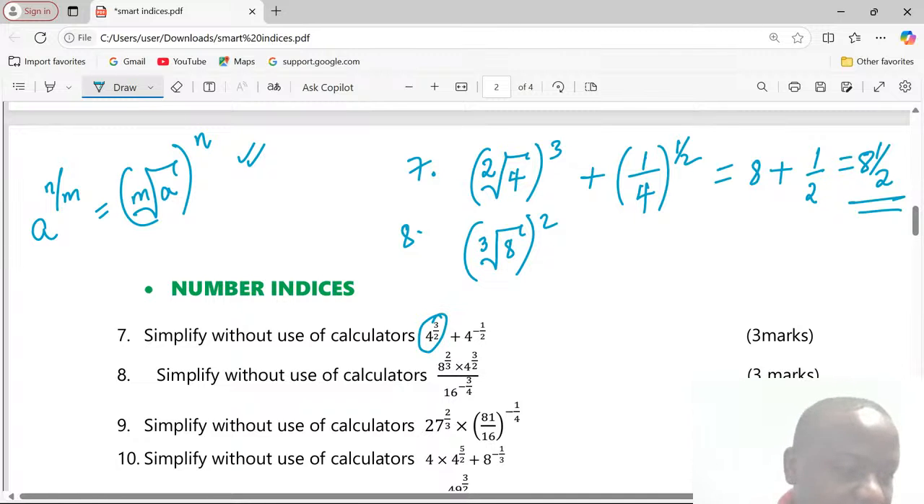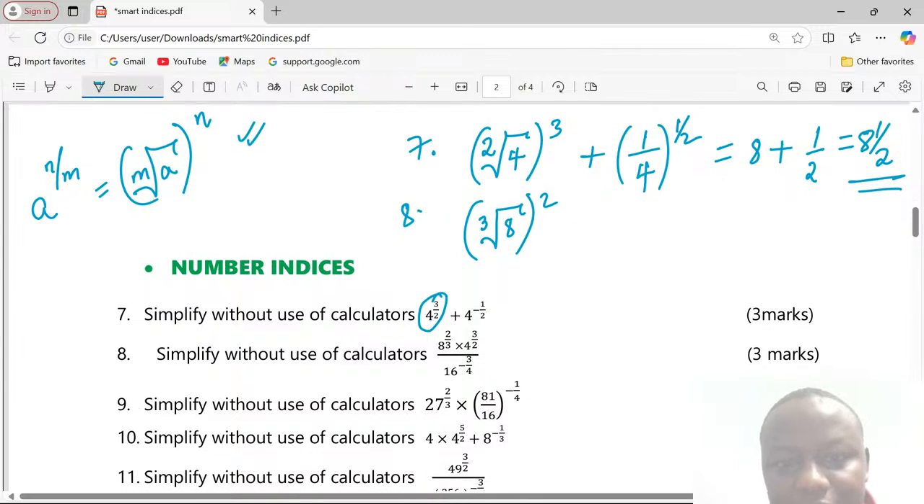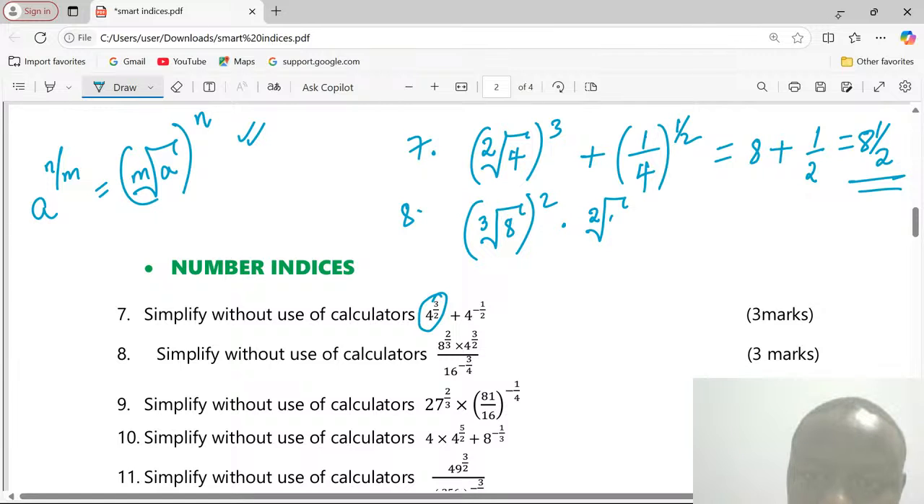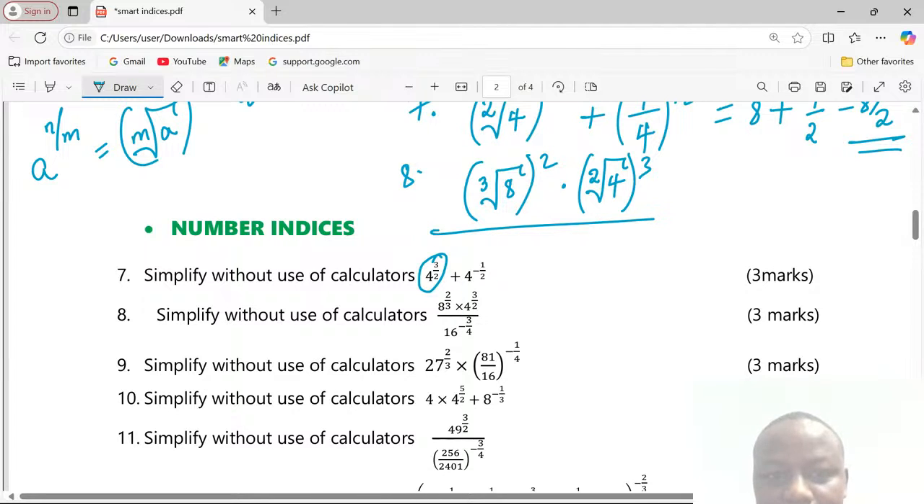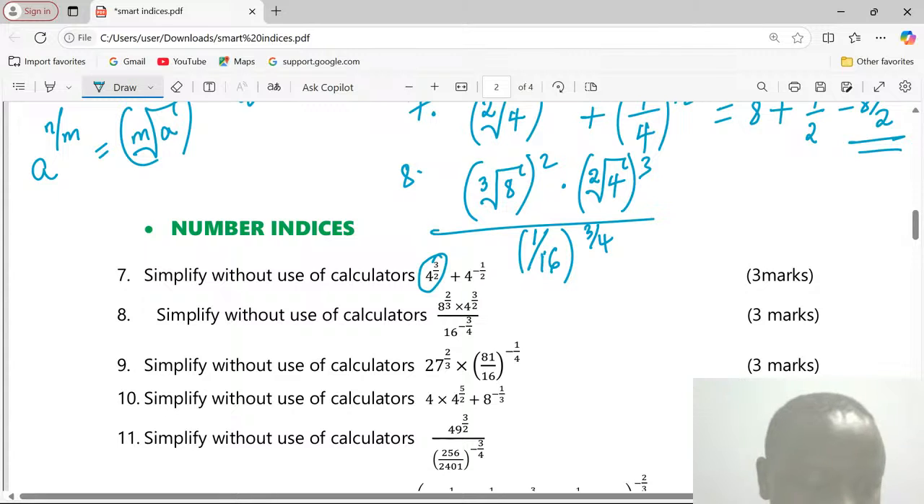So with that kind of law, we can apply it conveniently. This one is being multiplied by, for 4, we take the square root, then everything is cubed. Divided by, at the denominator, we have a negative power. So we apply the negative law, whereby we take the reciprocal of 16, and then the power becomes positive.